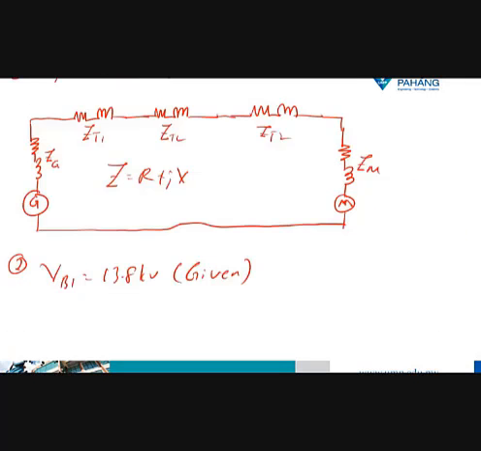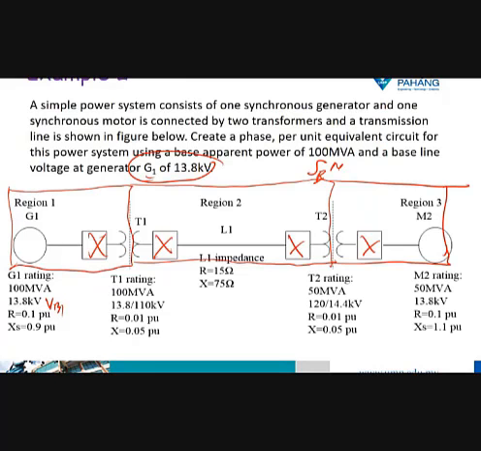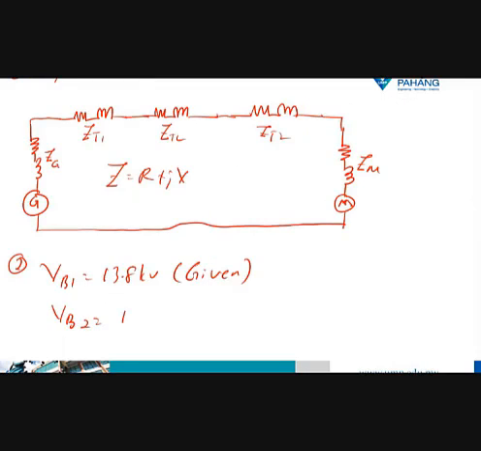Now we have to calculate V base 2, the base voltage at region 2, based on the transformer ratings. Based on this transformer rating, we have 110 kV over 13.8 kV, times V base 1. V base 1 is equal to 13.8 kV. So we have 110 kV.